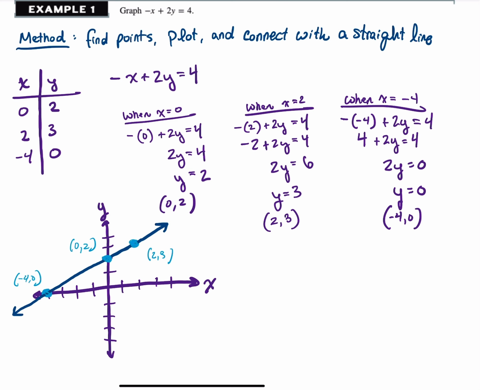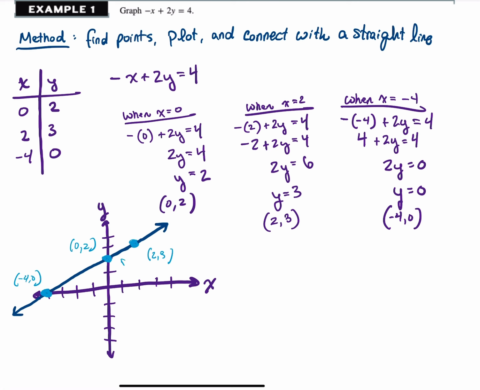So we got 3 points. We only really need 2 points to plot a line. The textbook likes to use 3. I think the third one is like a backup, just in case something went wrong. You can verify they're all 3 on a line. And notice we have 2 special points where it crosses the x-axis and where it crosses the y-axis.